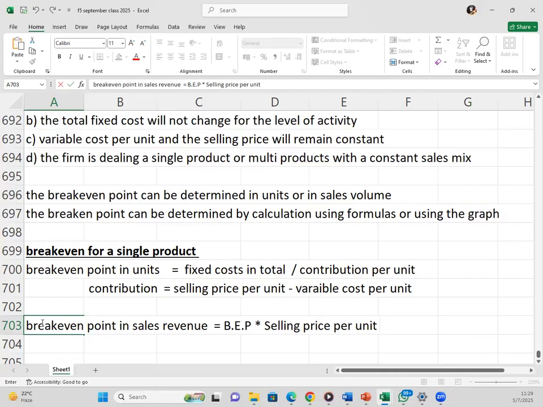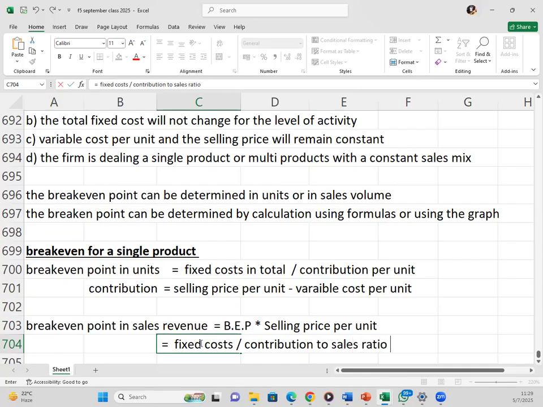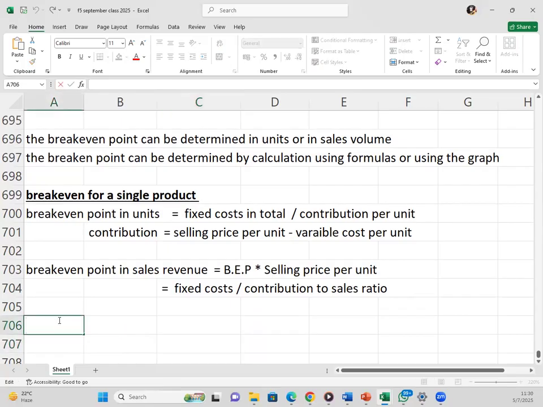So if you take the break-even point you got in units and multiply it by the selling price, it can give you the break-even point in sales revenue. Or optionally, you can say the fixed cost over contribution to sales ratio. So to get the break-even point in sales revenue, you can say the fixed cost over contribution to sales ratio.